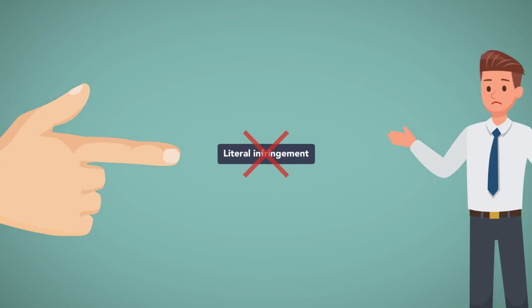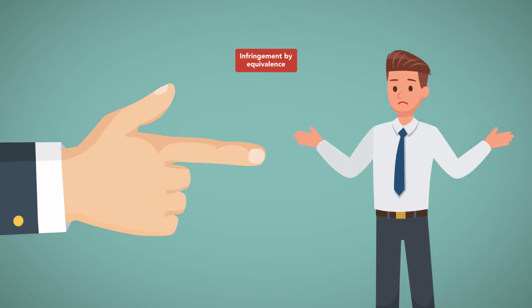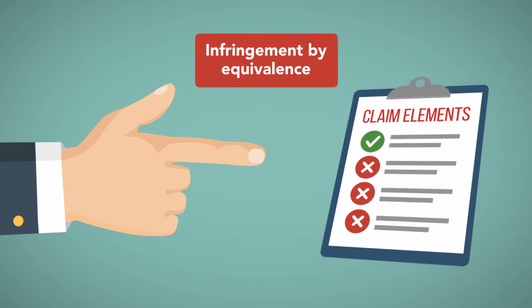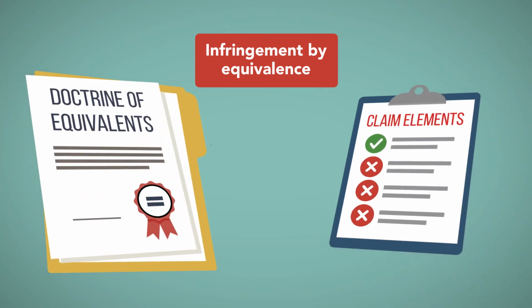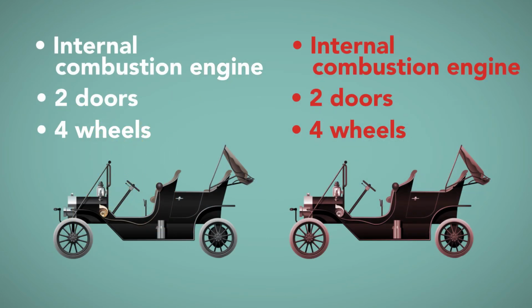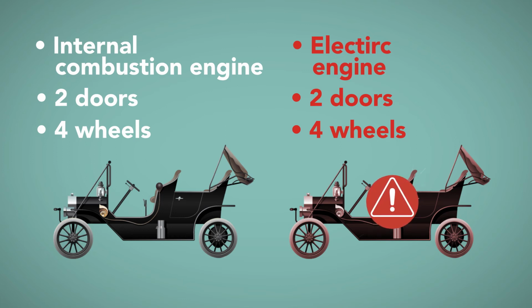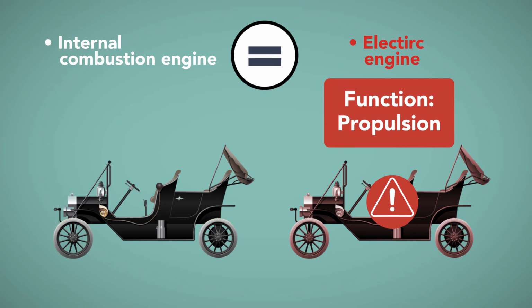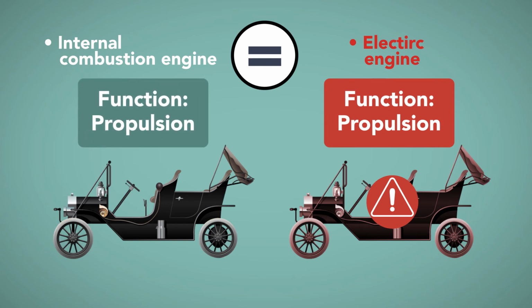Without literal infringement, an accused infringer could also be liable for infringement by equivalence. If some claim elements are not literally present in the accused product, the doctrine of equivalence provides that there can still be infringement if the accused product has an element that is substantially equivalent to the missing element. For example, if the vehicle lacked an internal combustion engine but instead had an electric engine, there could still be infringement. Traditionally, the patentee would have to prove that the substitute element performs the same function in substantially the same way to achieve substantially the same result.